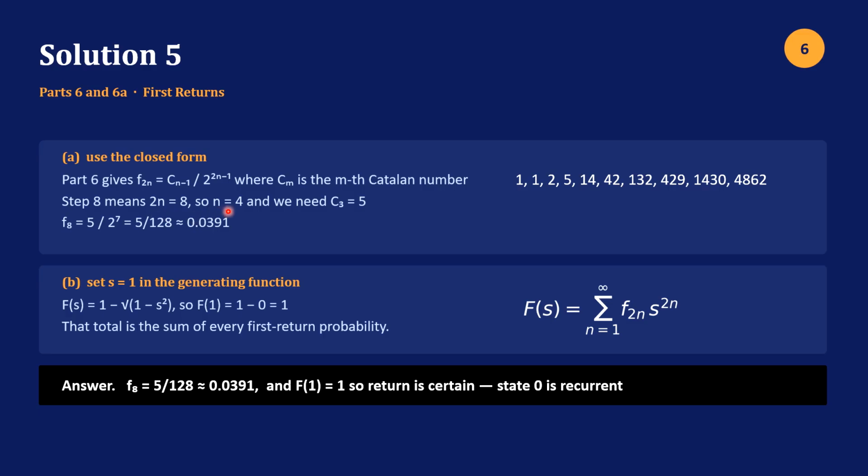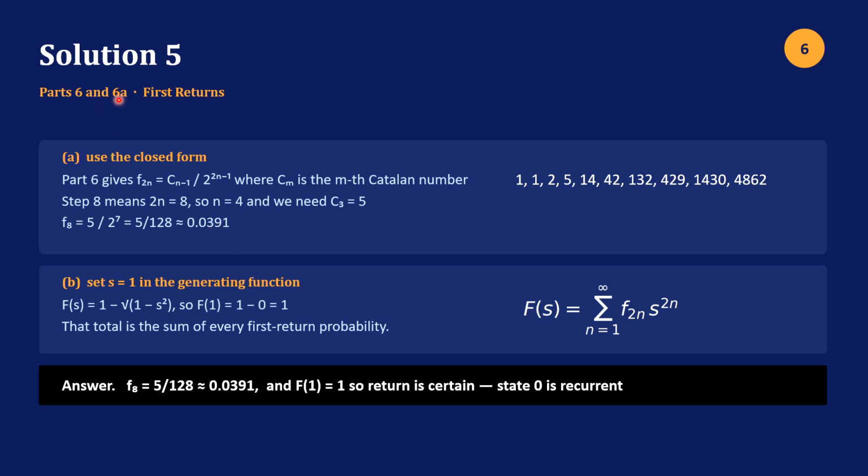So n equals 4. So it's 0, 1, 2, 3, n minus 1. We need c_(n minus 1). So that's this term here, 5. We plug it in here, and we get a little bit less than 4%.